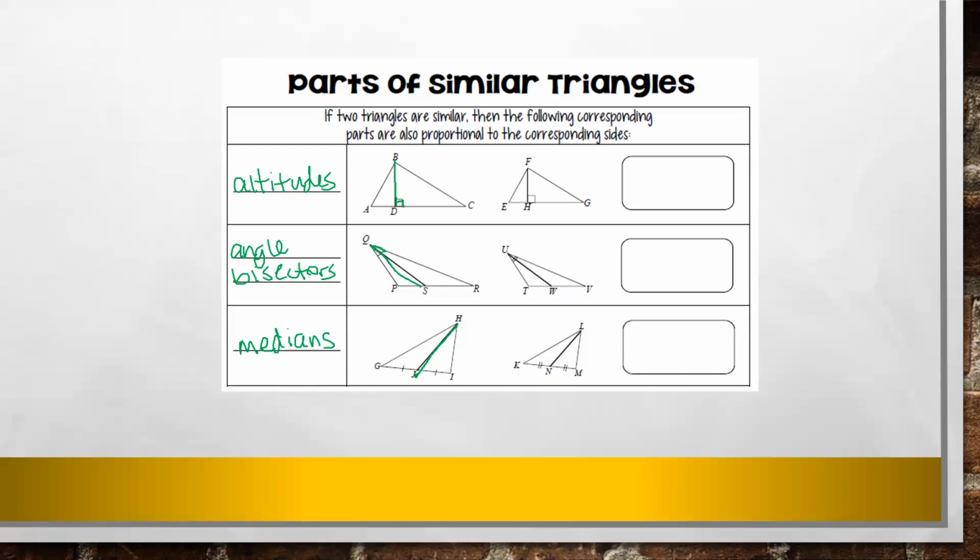the altitude of one triangle here will be proportional to this altitude. So I can say that BD over FH will equal, and then you could pick, like here we'll say AB over FE, or I could have said BC over FG. So I'm going to say BA over FE.